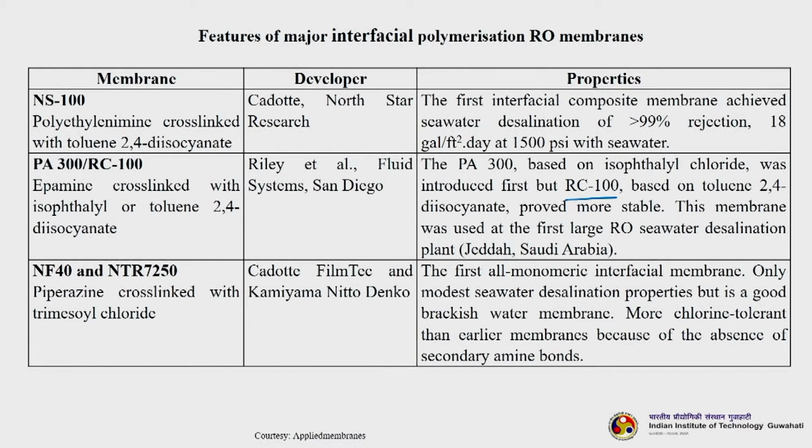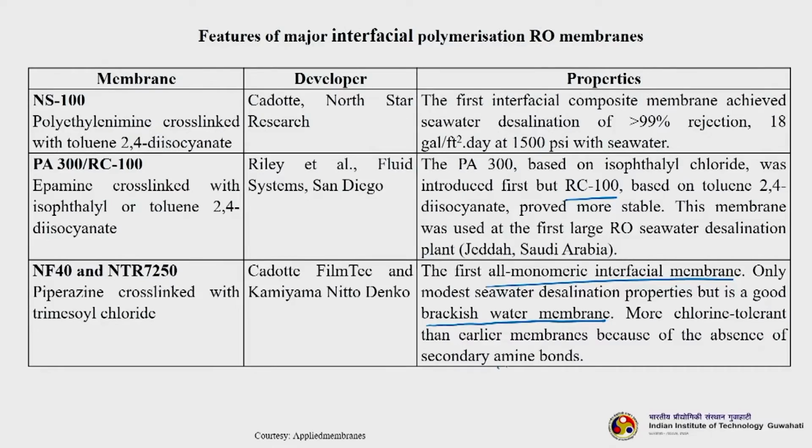The next is NF40 and NTR 7250. These are piperazine cross linked with trimesoyl chloride. Cadotte developed this at Filmtec and Kamiyama at Nitto Denko. These were the first all monomeric interfacial membranes. They have only modest seawater desalination properties, but are extremely good as brackish water membranes, because as you know the concentration of the ions is less in brackish water. This particular membrane proved to be very good for brackish water and more chlorine tolerant than earlier membranes because of the absence of secondary amine bonds.